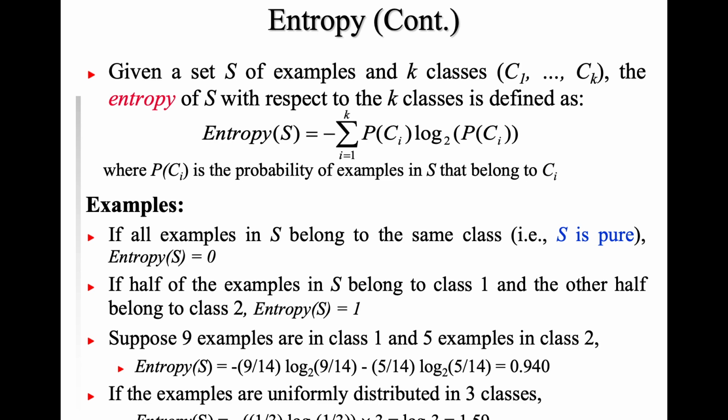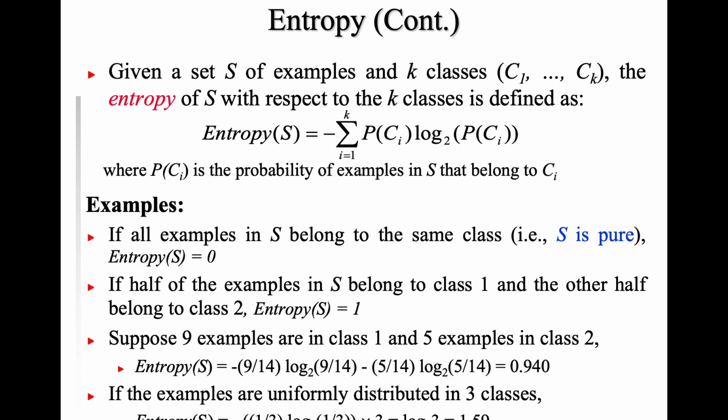So if they all belong to the same class, for example, we have a table, we see if outlook is overcast, it's always playing tennis is yes, right? So for all of the instances where the outlook is overcast, what is the class label? Yes, so it's the same. So that means that the S is pure. So if all examples in S belong to the same class, then the entropy of S is 0.